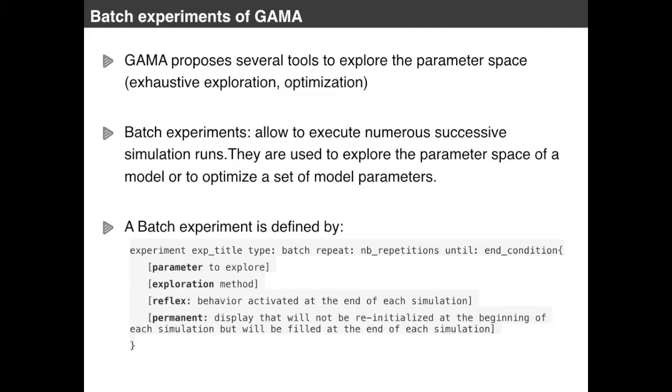A batch experiment allows to execute numerous successive simulation runs with given parameter sets. A batch experiment is defined like a GUI experiment, except that modelers have to define an ending condition for the simulation and can define the number of simulation runs that will be executed for a parameter set. Inside a batch experiment, the modelers can define the parameters they want to explore, the exploration method that will be used, and some specific behaviors and outputs.